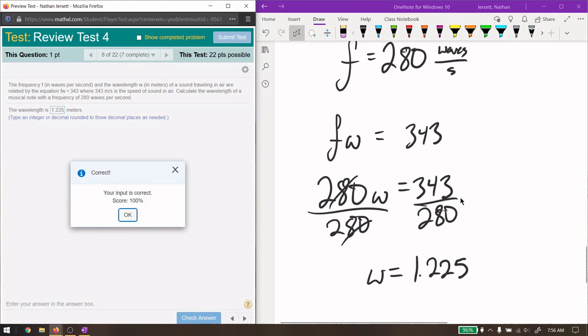The actual formula for this, in general, is frequency times wavelength equals the speed of light, and it's very important for a lot of physics calculations.